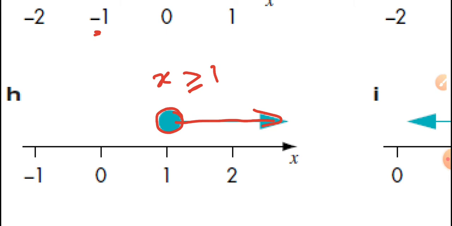So what's the smallest number x could be? What's the smallest integer x could be? X is equal to 1 is the integer, if they ask you what's the smallest integer x could be.